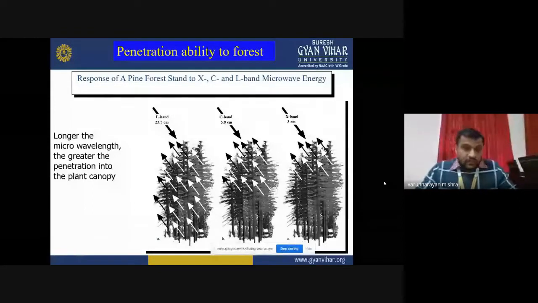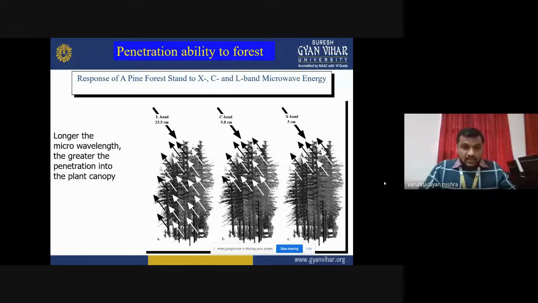So if you want to study the underground objects beneath the forest cover or forest canopy, it is very useful to use the L band microwave signal, which can easily penetrate through the forest canopy, reach, and interact with the target beneath the forest cover.